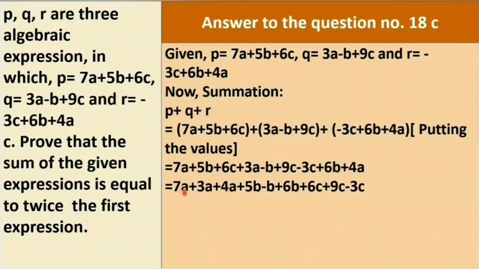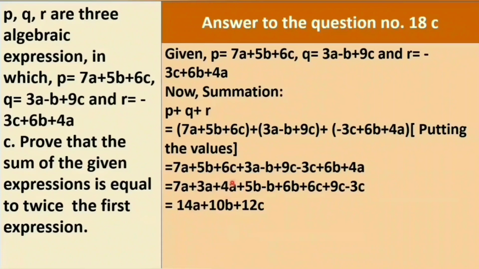With 7a, the similar terms are 3a and 4a, having the same variables. With 5b, the similar terms are here minus b, and here 6b, having the same variables. Again, with 6c, the similar terms are 9c and minus 3c. The variables are the same here. Now we will go for calculation. If you add 7a and 3a, the result is 10a. With the 10a, if you add 4a, the result is 14a.